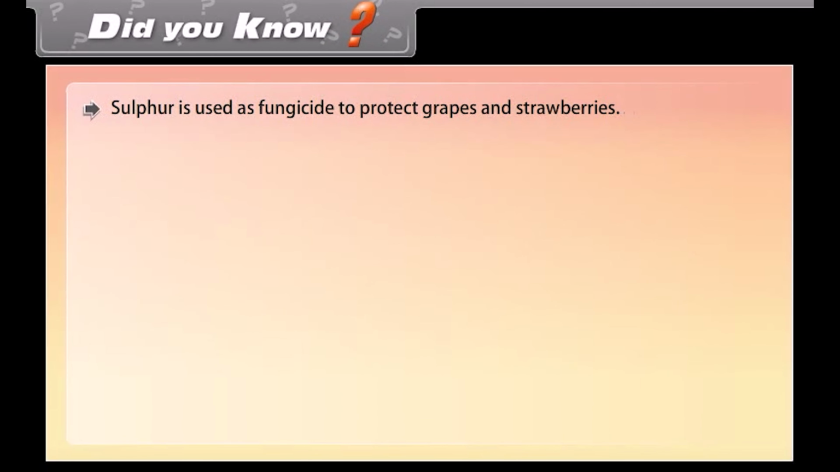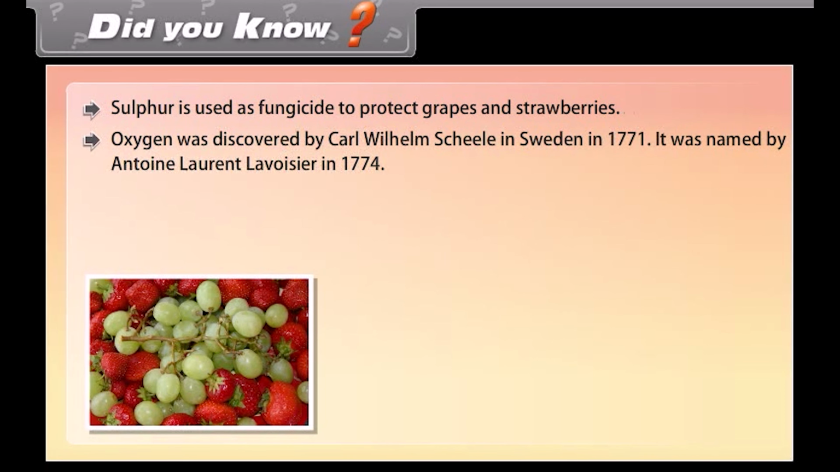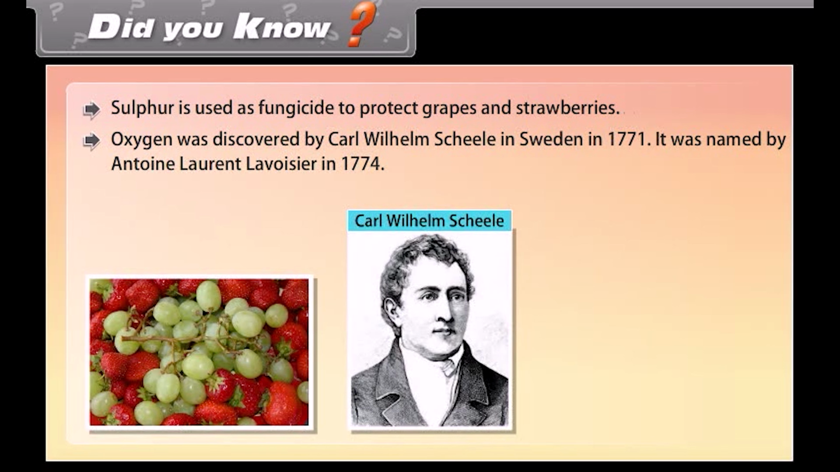Did you know? Sulphur is used as fungicide to protect grapes and strawberries. Oxygen was discovered by Carl Wilhelm Scheele in Sweden in 1771. It was named by Antoine Laurent Lavoisier in 1774. Selenium is widely used in rectifiers and in xerography.